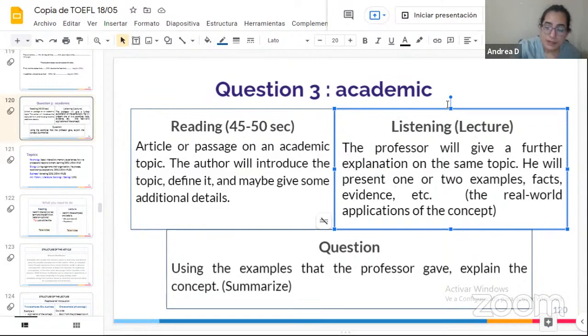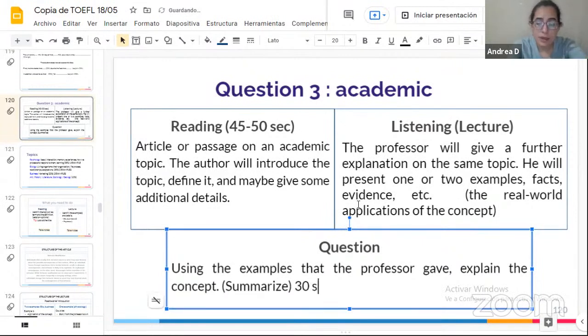But basically regarding time, you will have the same time that you had in question 2 and in all the integrated tasks for the reading, which is 30 seconds for preparing and then 60 seconds to deliver your response. So 30 seconds and 1 minute, the same as in question 2. And that's pretty much it regarding the technical part. So first you read for 50 seconds, you listen to the lecture, you get the question, you have 30 seconds to prepare, and then you got 60 seconds to deliver your response.